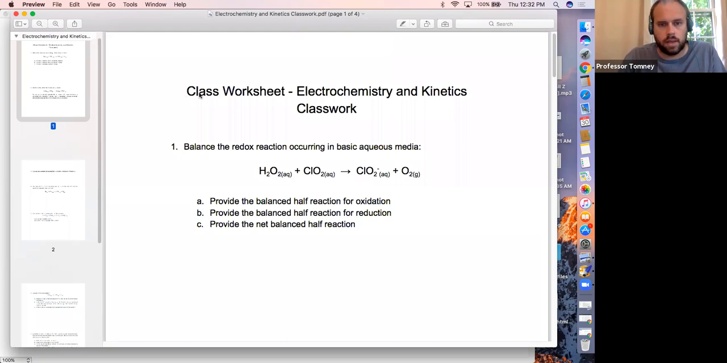The first question is a redox reaction, and we are going to balance the redox reaction in basic media. When doing this, you want to pay attention to the actual wording in the problem, because that tells you whether your final answer needs to be an acidic or basic solution. It should always tell you. If for some reason it doesn't, you can assume it would be acidic, but it's usually going to tell you in the problem.